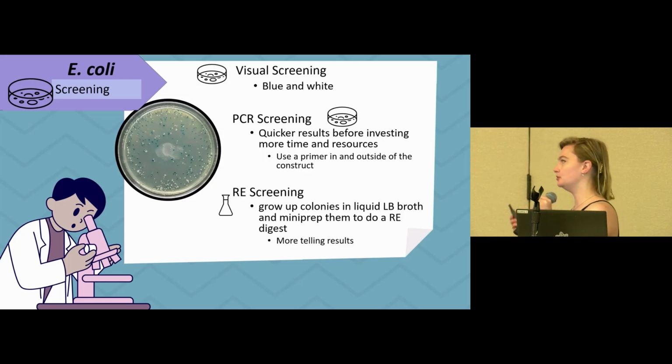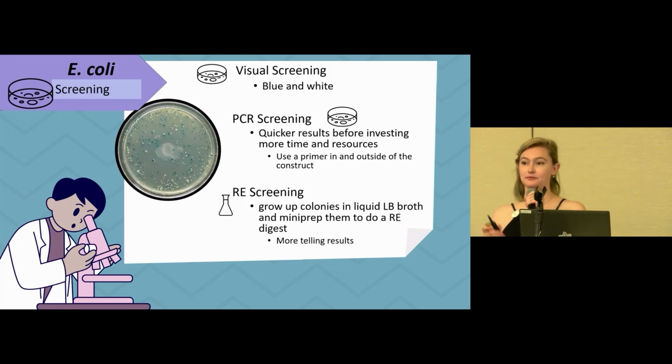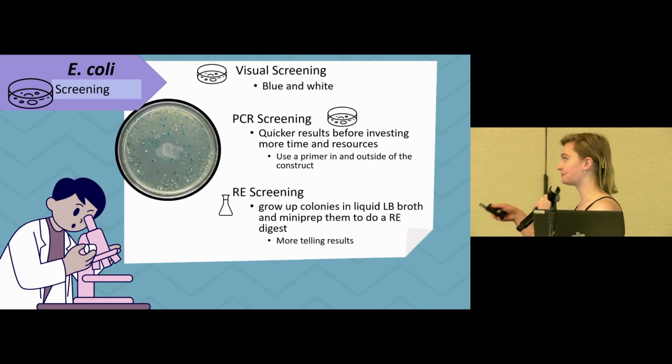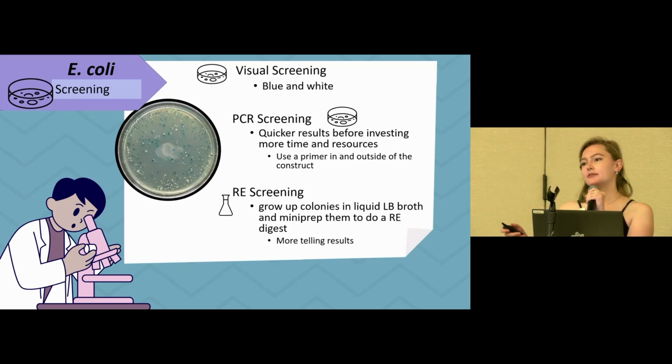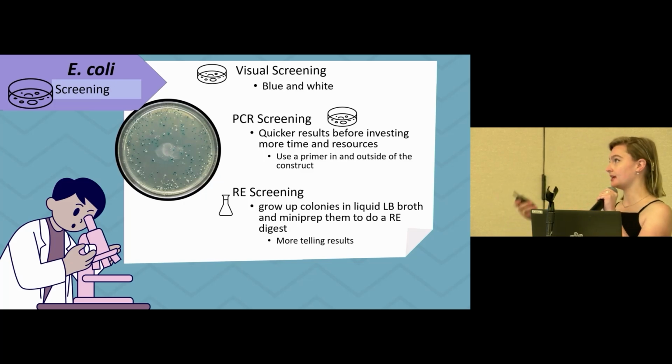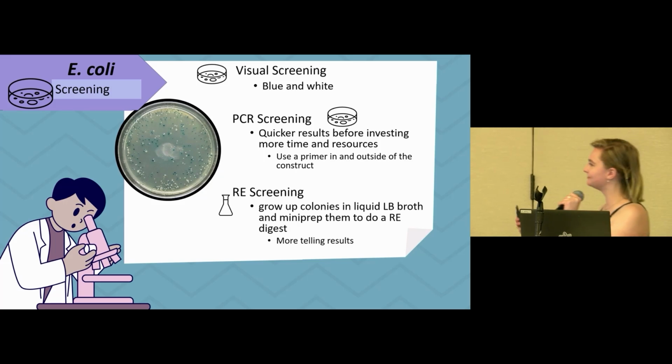it up in liquid broth, you mini prep it, which is essentially where you extract the DNA from the plasmid. I have protocols for this on my website, but I'm not going to go into it here. And you can do restriction enzyme screening, which will give you more telling results. You essentially look at your plasmid in silico on your computer, see where your restriction enzyme sites are, make sure that when you digest it in real life and you run it on a gel, it matches the in silico results. And there are examples and little quizzes and stuff on the website for fun.